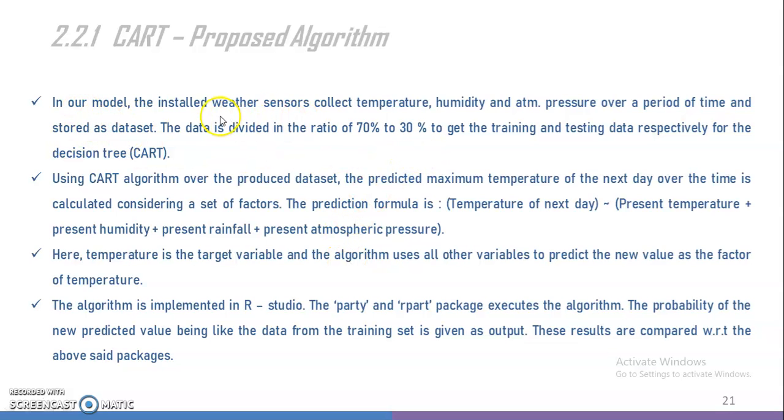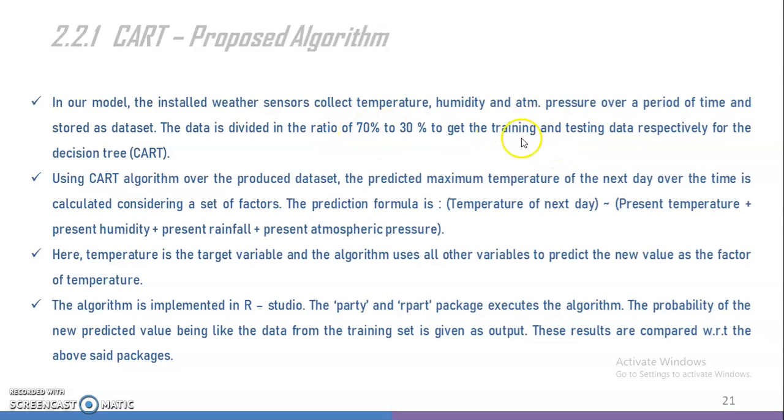This is the proposed algorithm in the weather prediction station. So we install weather sensors to collect temperature, humidity, atmospheric pressure over a period of time, and also the rainfall. If it is yes, it is 1. If it is no, it is 0, with the humidity part only. If it is way more, then we can predict rainfall. And the data is divided into a 70% to 30% ratio.